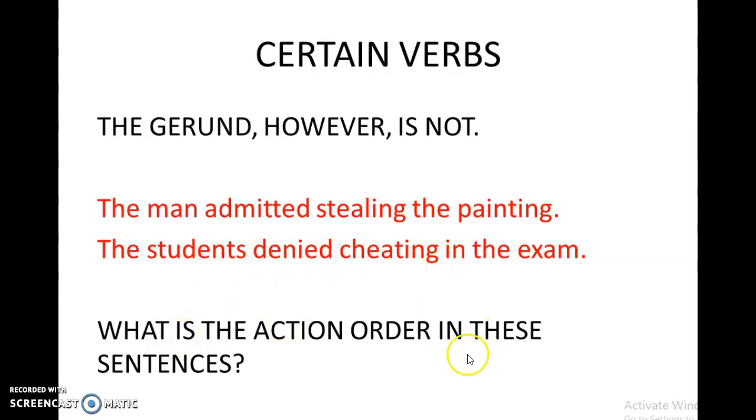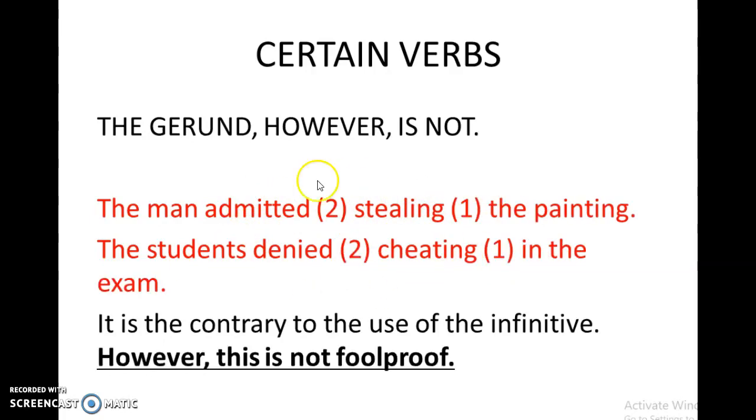So what is the order of the actions in these sentences? 2, 1, 2, 1. Stealing happened first, then admitted. Cheating happened first, then denied. So it's almost the opposite of the infinitive. It is the contrary to the use of the infinitive.